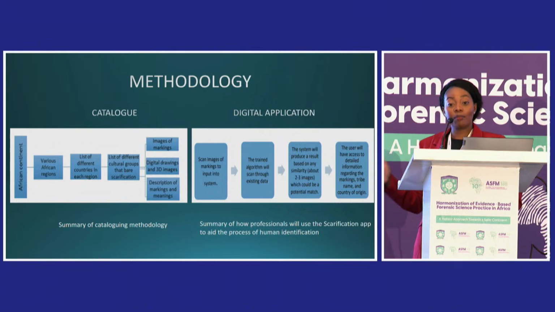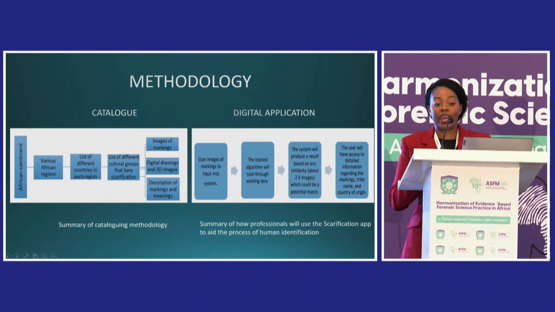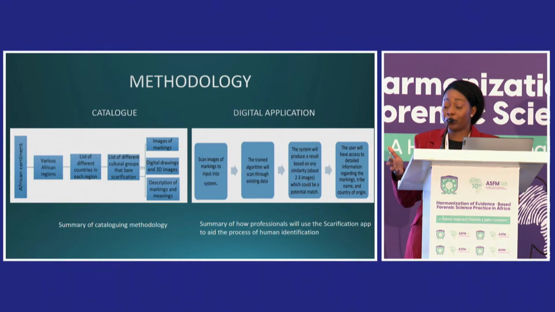And then for the second part of the study, we hopefully want to create a digital app so that professionals can use it in the mortuary or in the field. What one will be able to do is scan the images of the scarification and input them into the system. That trained algorithm will scan through existing data. The system will then produce a result based on similarity, say maybe 2 to 3 images, that could be a potential match. And then the user will have access to detailed information regarding the markings, tribe name, and country of origin.